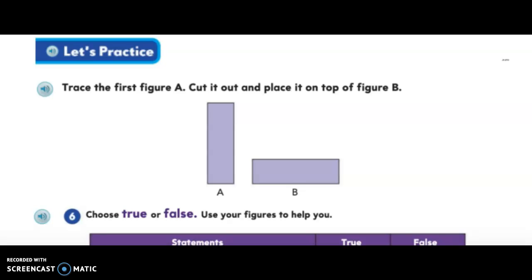And then you guys are doing your workbook pages 204 and 205. Please post a picture of your workbook on Seesaw once you finish.